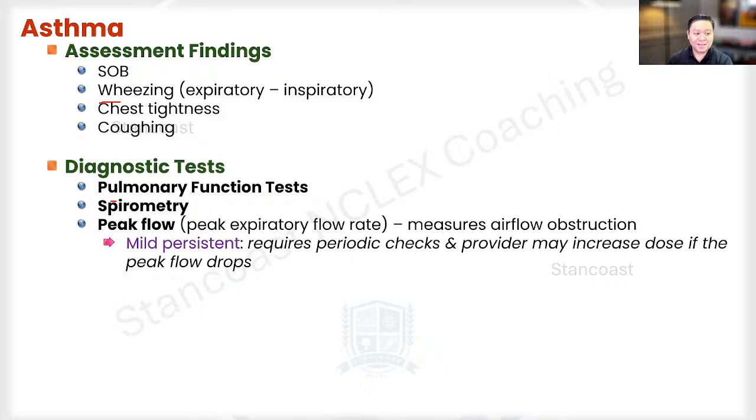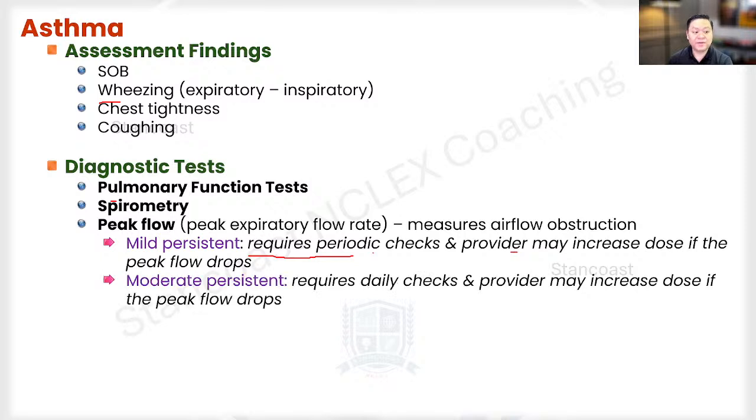So again, in the mild persistent type of asthma, there's going to be periodic checking and a possibility that the medical provider will have to include the steroid if their peak flow value goes down. Now, in case there is a moderate persistent type of asthma, they're definitely going to need testing on a daily basis. This will also probably require the medical provider to increase the dose of inhaled steroid when they notice that there is a peak flow drop as well.